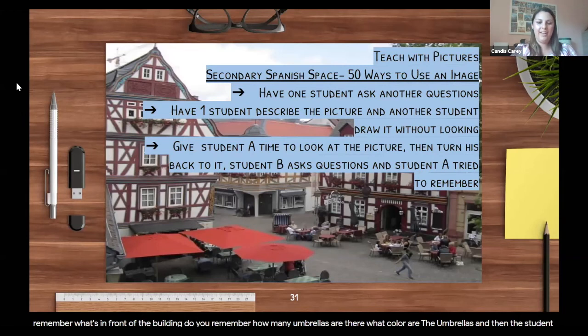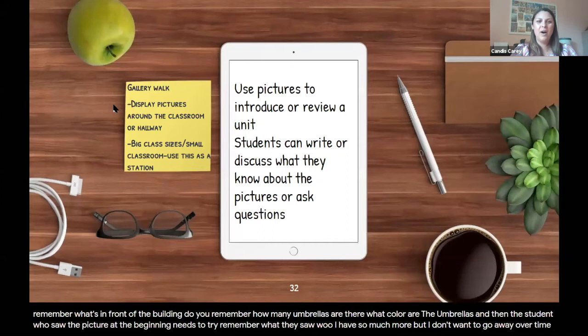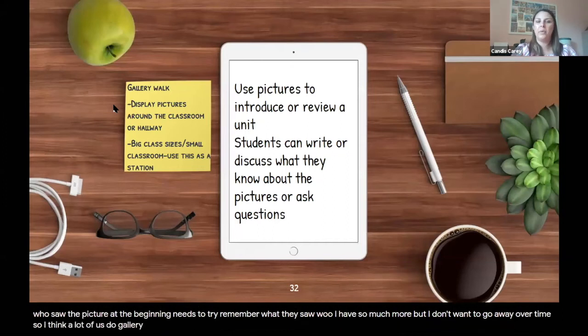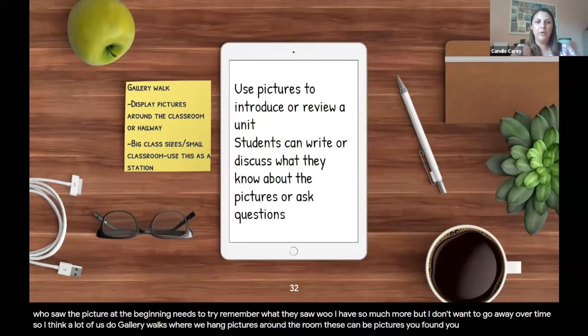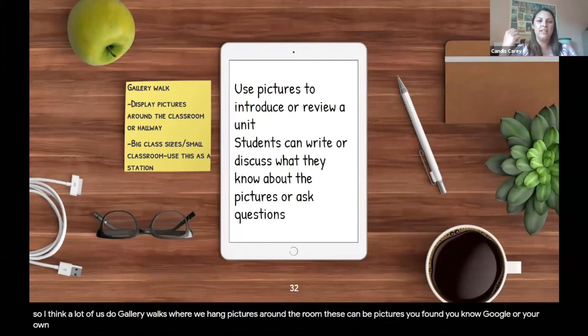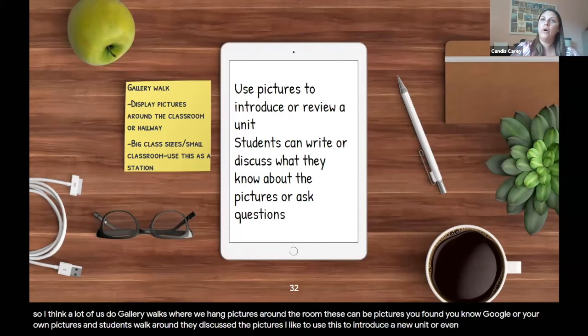Ooh, I have so much more, but I don't want to go way over time. So I think a lot of us do gallery walks where we hang pictures around the room. These can be pictures you found, you know, on Google or your own pictures. And students walk around, they discuss the pictures. I like to use this to introduce a new unit or even review a unit that we're wrapping up.